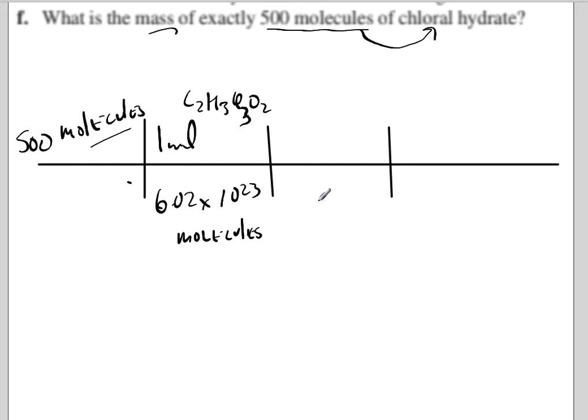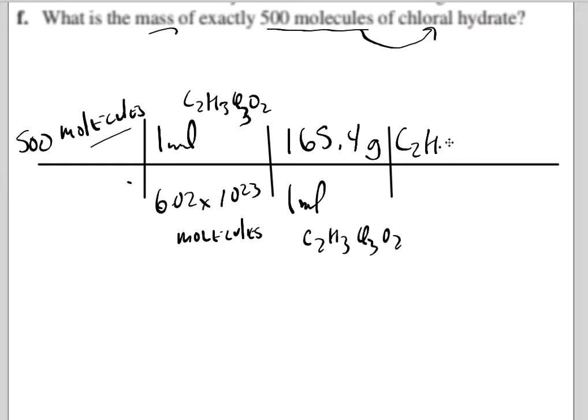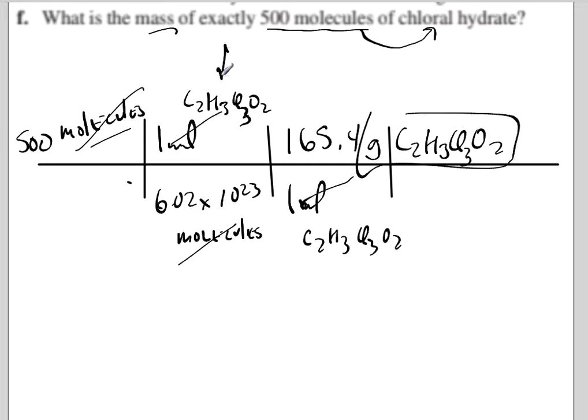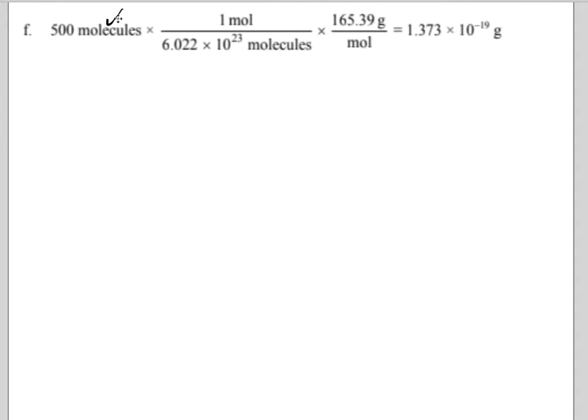Now I can get mass. 1 mole of C2H3Cl3O2 is equal to 165.4 grams of C2H3Cl3O2. Molecules is gone. Moles is gone. I'm ready to rock and roll. I just dropped 2 conversion factors in, and I'm good to go. Boom. Molecules cancels. Moles cancels. Grams is my answer. In this case, wow, the sig figs are wrong.